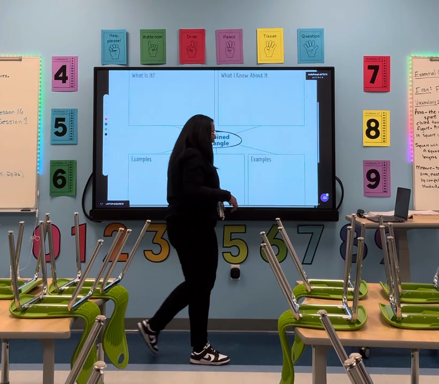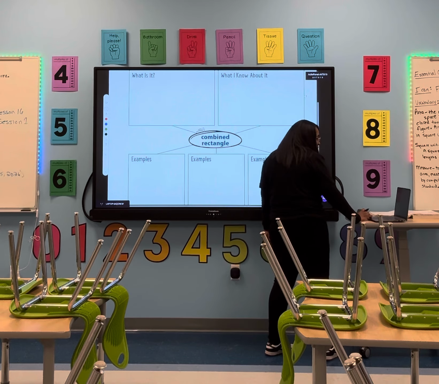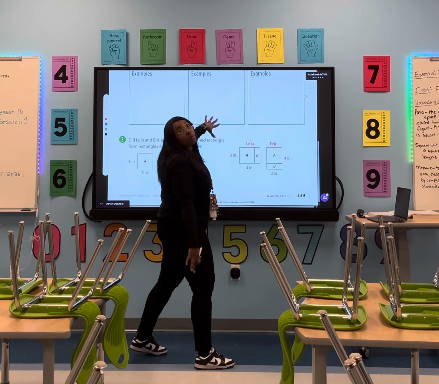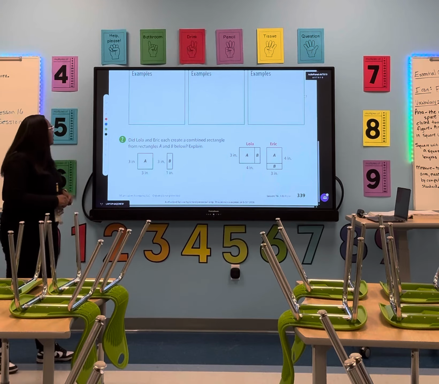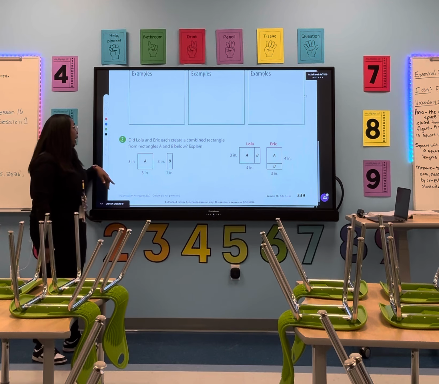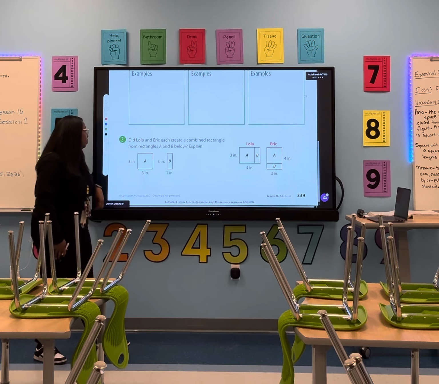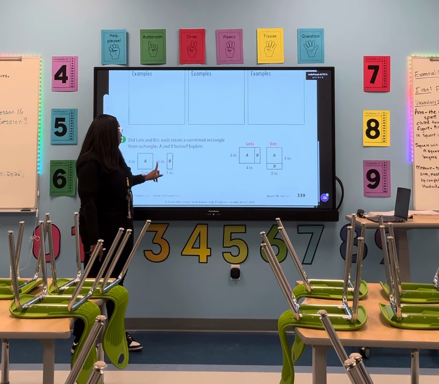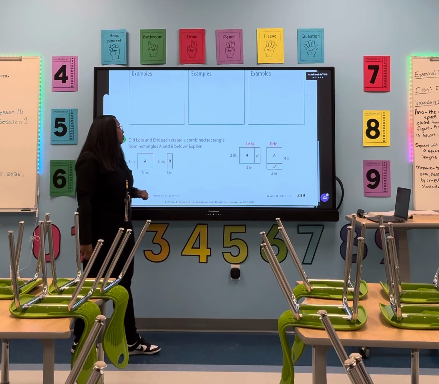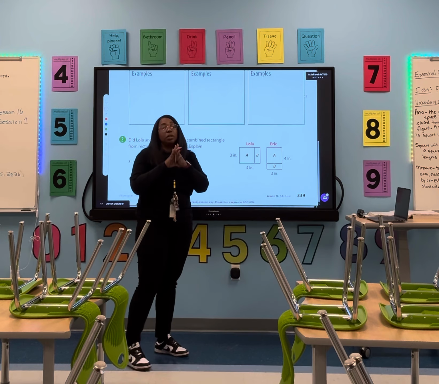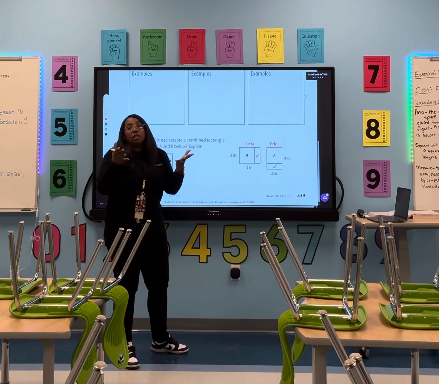So let's go ahead and get started with that. Like I said, we did vocabulary already in class, so we're going to go ahead and go to number 2. It says, did Lola and Eric each create a combined rectangle from rectangles A and B below? Explain. So these are the two rectangles. A is 3 inches wide by 3 inches long. B is 3 inches wide by 1 inch long. They want to know, did they create a combined rectangle? Remember, combine means we're going to put them together, and they should get the same area.